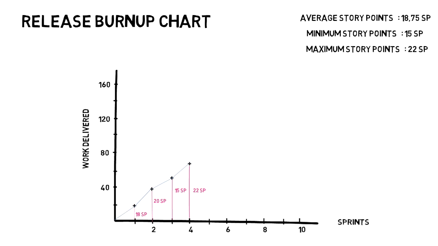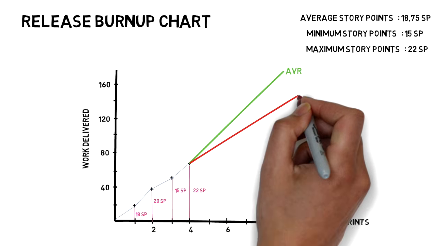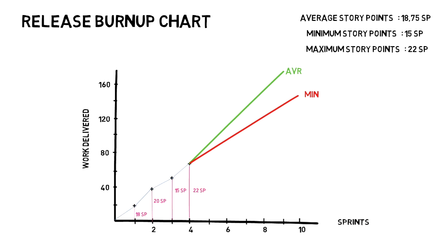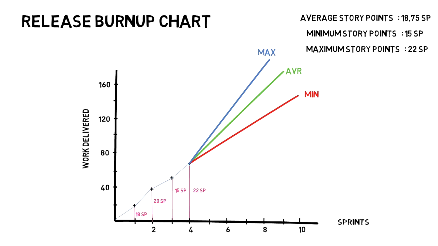Based on this data, the product owner can draw the predictive line if the team always delivers on average every sprint, another line if they always deliver the minimum, and the last line if they always deliver the maximum.